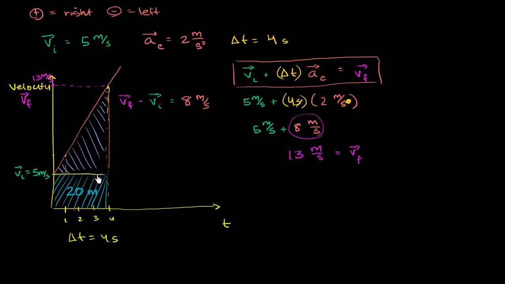The base right over here is 4 seconds. That's the time that passed. So what's the area of this triangle? Well, area of a triangle is 1/2 times the base, which is 4 seconds, times the height, which is 8 meters per second. Seconds cancel out. 1/2 times 4 is 2, times 8 is equal to 16 meters. So the total distance we traveled is 20 plus 16 is 36 meters.